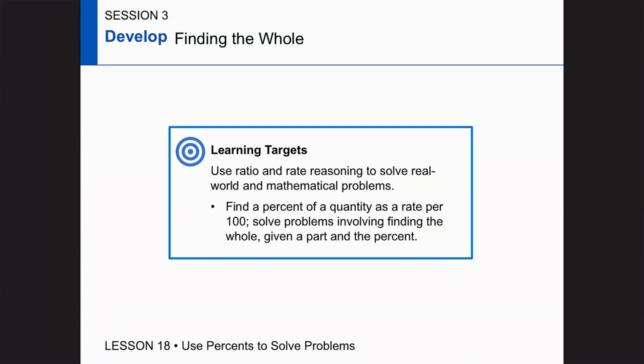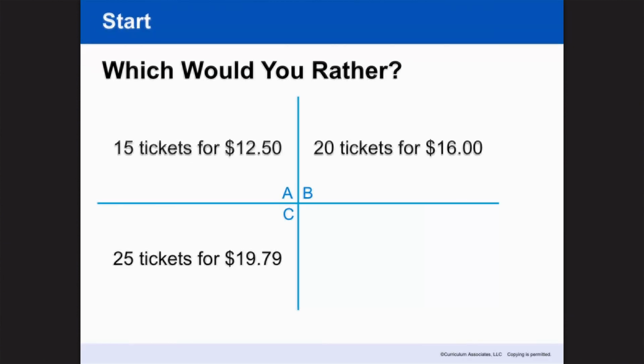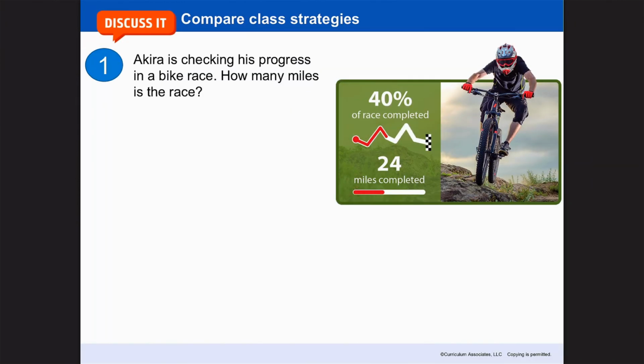So what we're looking at is using a ratio table with the part and the percent to find the whole. Okay, we're going to skip ahead to number 1 here. And here we have a word problem. Akira is checking his progress in a bike race. How many miles is the race?